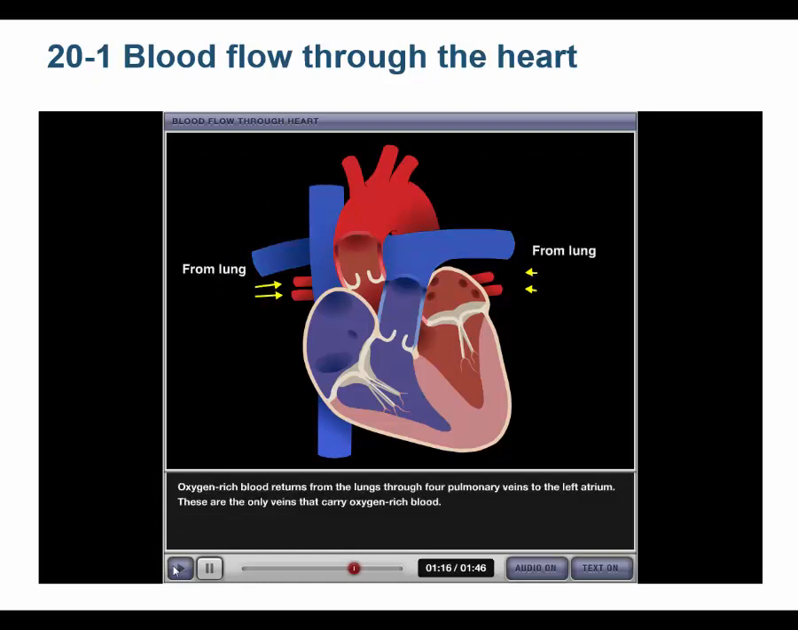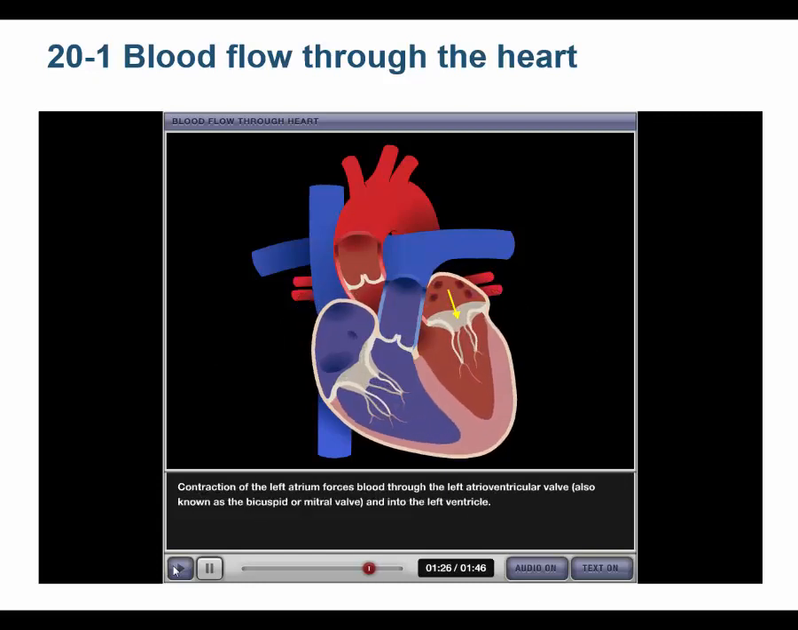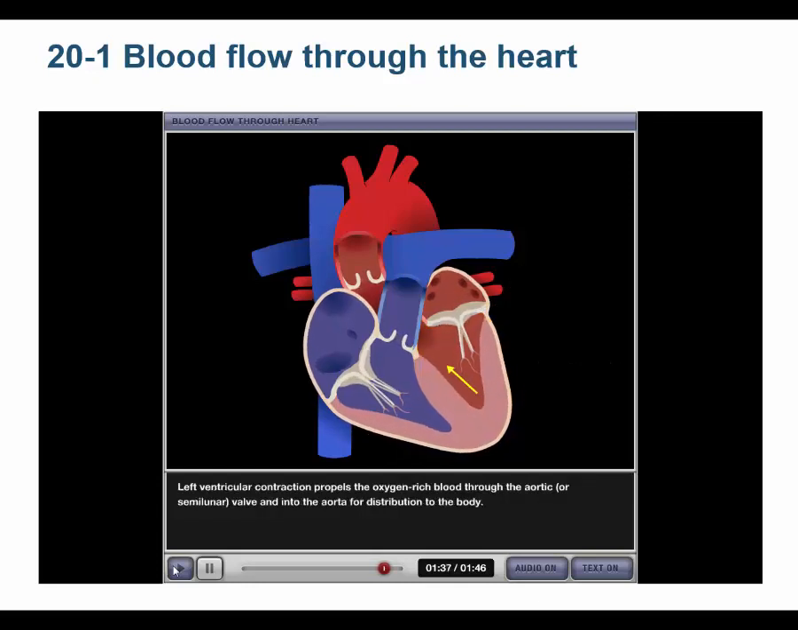Oxygen-rich blood returns from the lungs through the 4 pulmonary veins to the left atrium. These are the only veins that carry oxygen-rich blood. Contraction of the left atrium forces blood through the left atrioventricular valve, also known as the bicuspid or mitral valve, and into the left ventricle. Left ventricular contraction propels the oxygen-rich blood through the aortic or semilunar valve and into the aorta for distribution to the body.